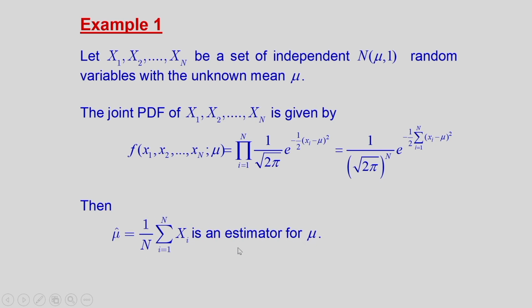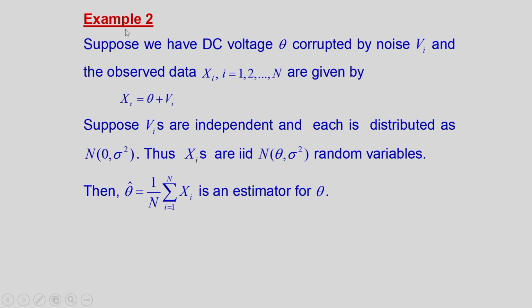It does not involve any unknown parameter, and it is a function of these random variables. So, it is an estimator for mu. But the question will arise how we can get such an estimator. Example 2, this is a practical example.